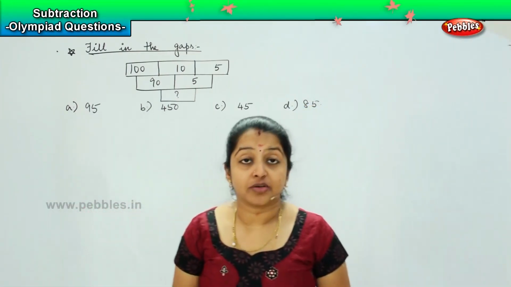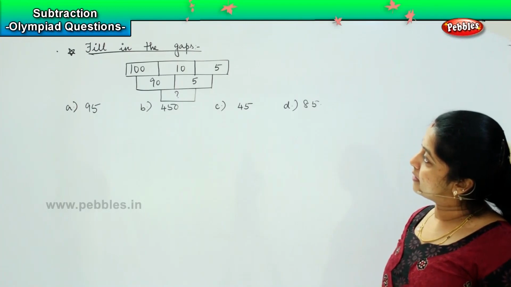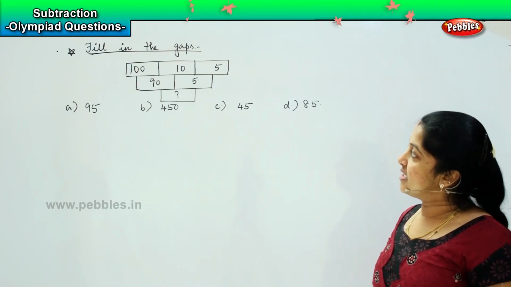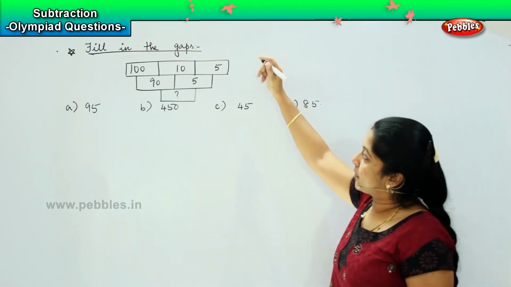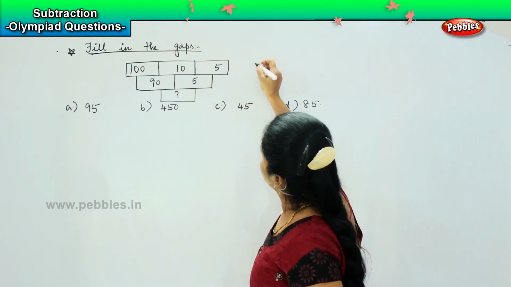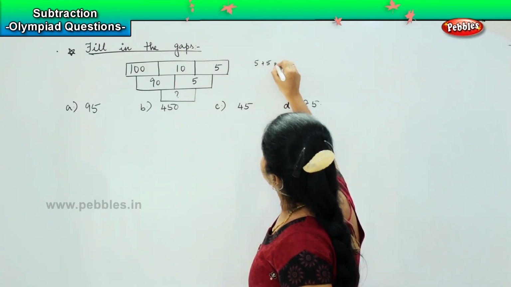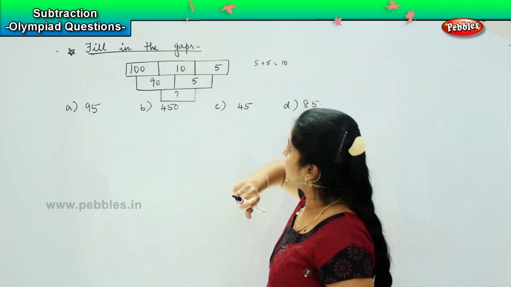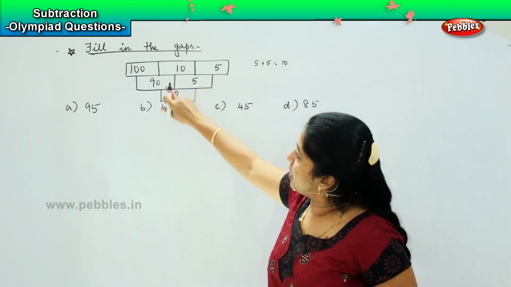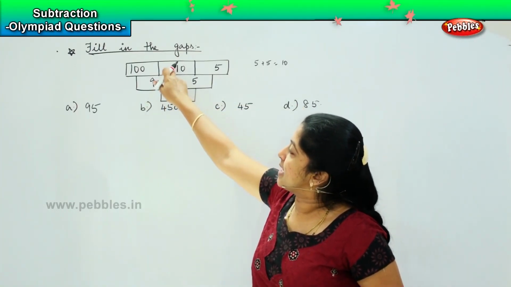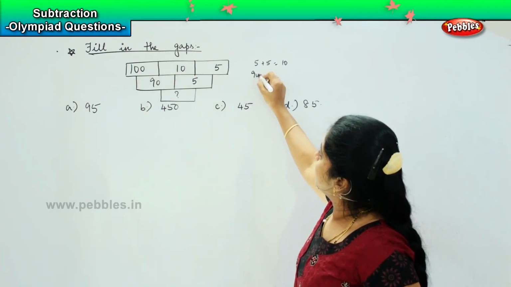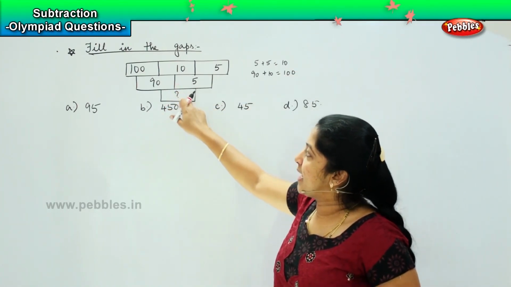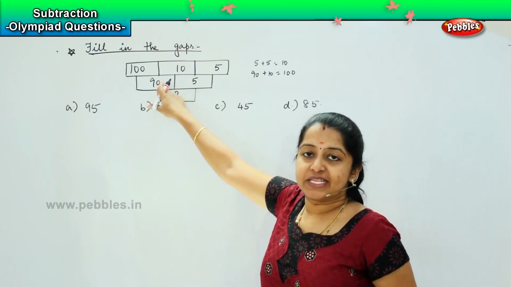So it's a tricky question, children. Okay, just see the pattern. It's given as 100, 10, 5, 95 and something. So we will try to look from the bottom. If you see here, 5 plus 5 is equal to 10. Similarly, in the next column, 90 plus 10 gives me 100. So similarly, what should I add here with 5 that gives me the answer 90?